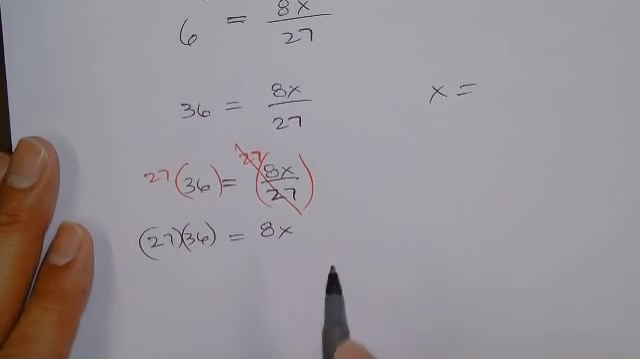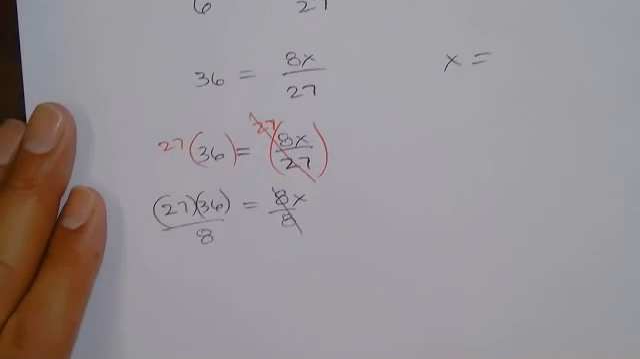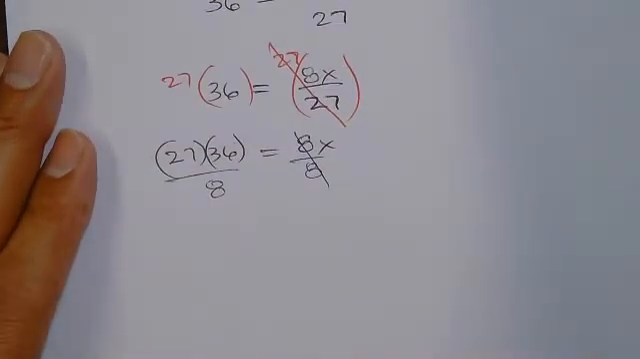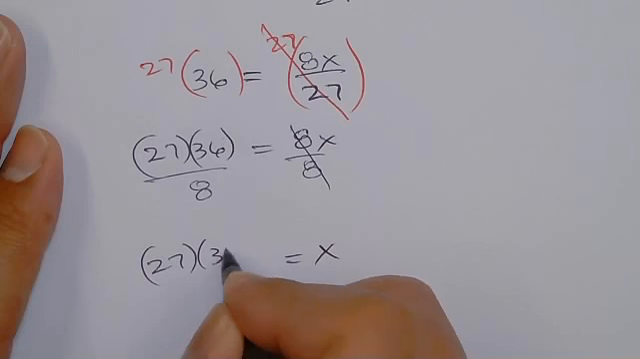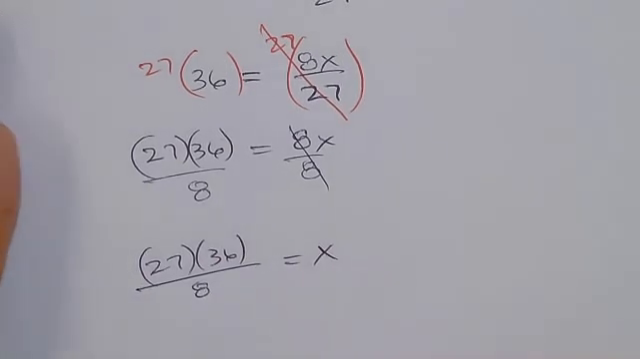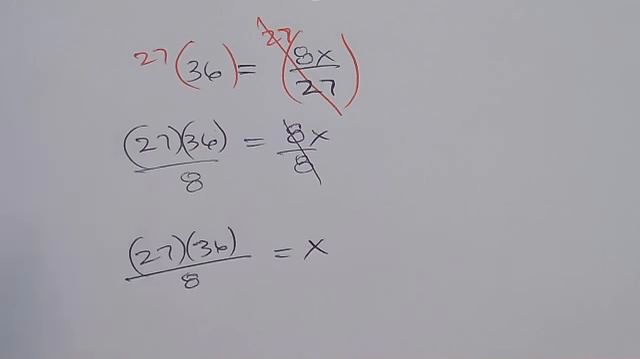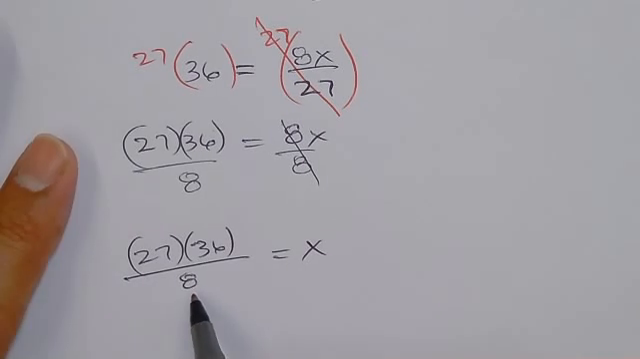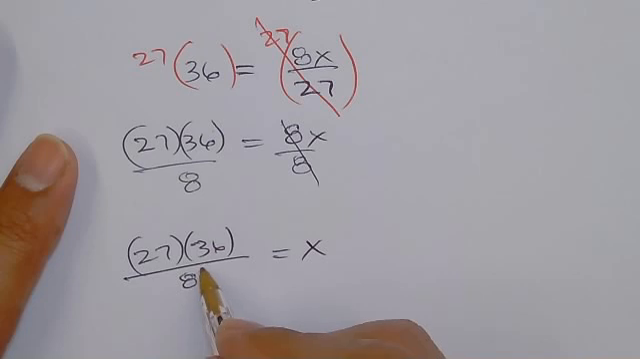Does everybody agree it's going to be 27 times 36 equals 8x? Yeah? And then divide what? By 8? Divide by 8. Why am I telling you not to multiply? Because x is going to be 27 times 36 divided by 8. But 8 can reduce with one of these. See, if you multiply this and get this big number, you won't see it. 8 can reduce with which one? With 36. 8 can reduce with 36.